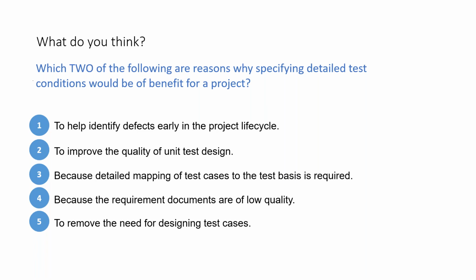So the first one is to help identify defects early in the project life cycle. By making an attempt to write detailed test conditions, will we find defects early or not? Yes, but we talked about it. By analyzing the test basis, we told we will find any missing requirements, any ambiguous requirements, any untestable requirements, any inconsistent requirements. If we know at the time of preparing detailed test conditions and go back to business analysis and tell that, then actually you can prevent defects. That's what we told. So this is a right statement. Okay, but we'll check that.